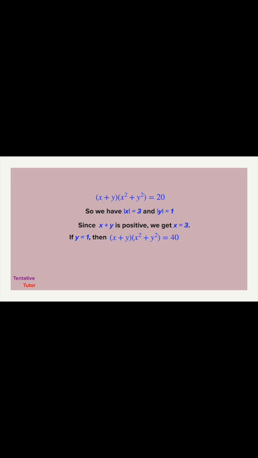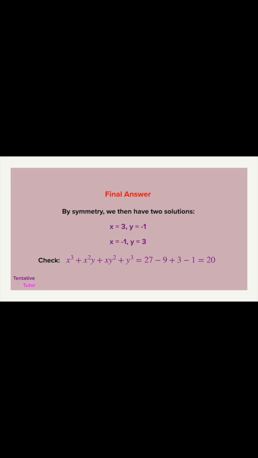If y were equal to 1, we'd get that the product is equal to 40. So in fact, y must be equal to minus 1, and we see a solution, x equal to 3 and y equal to minus 1. And then by symmetry, we also get x is minus 1 and y is 3 as another solution. And we can check with the original equation that the expression is in fact equal to 20.